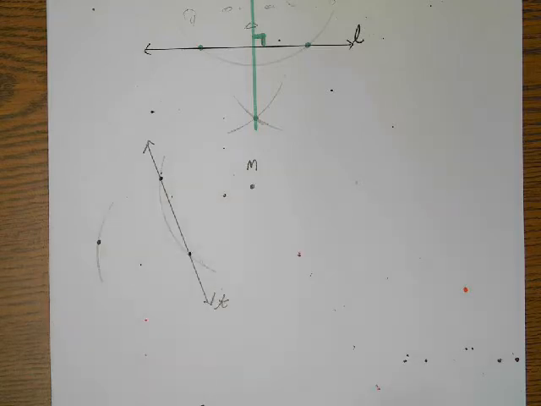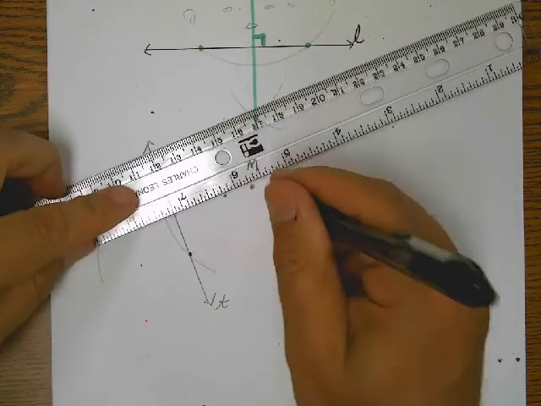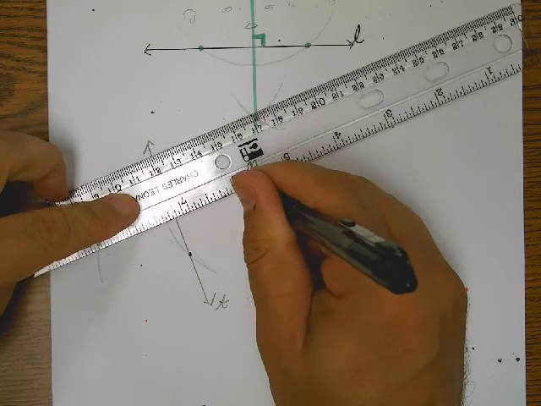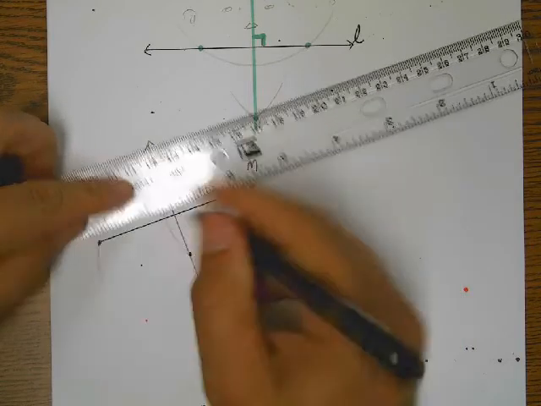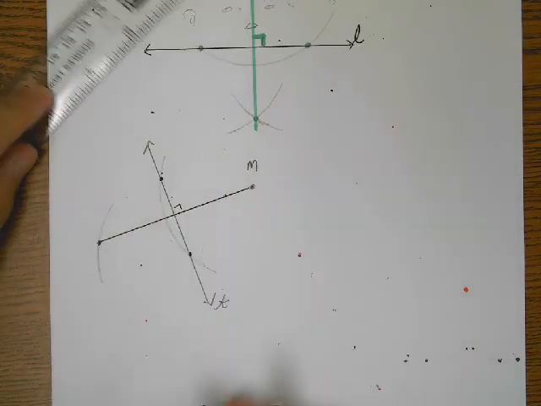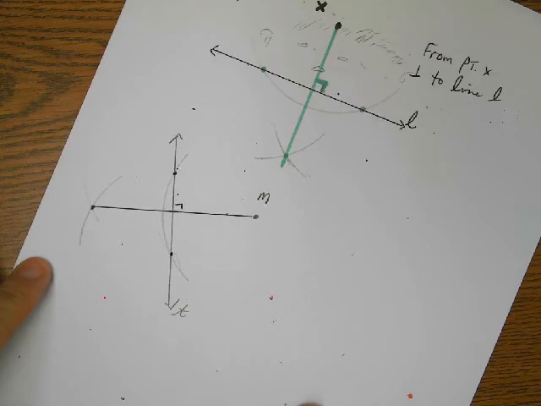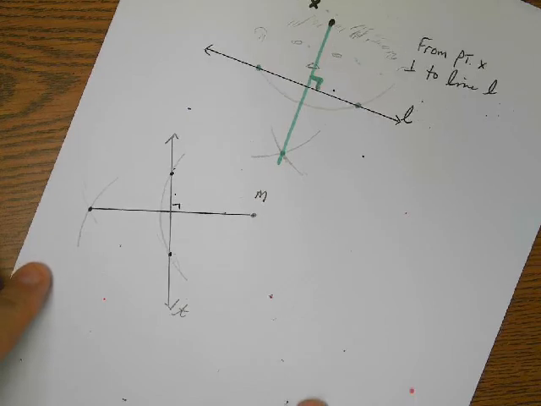Connect that point of intersection with M. And when I do, that's 90 degrees. Is it? Oh, yeah.